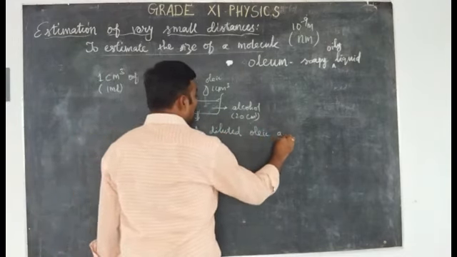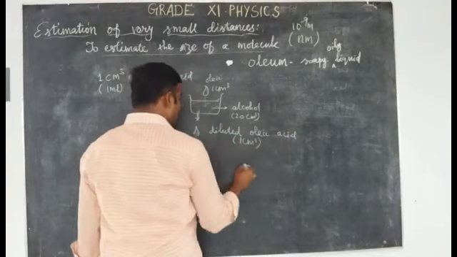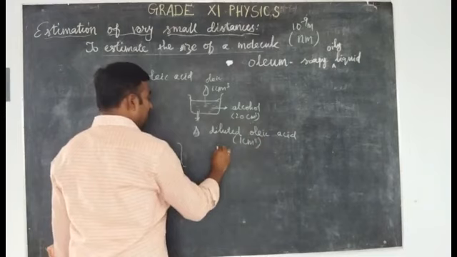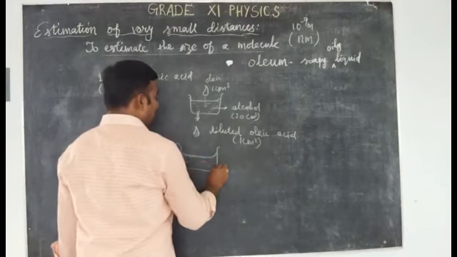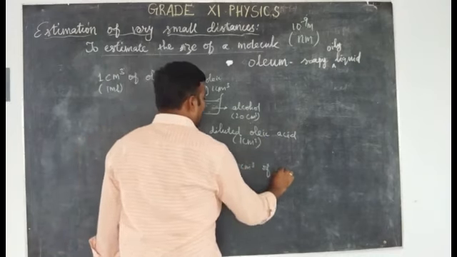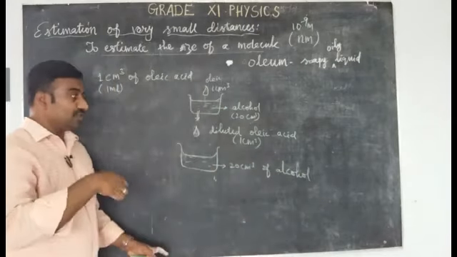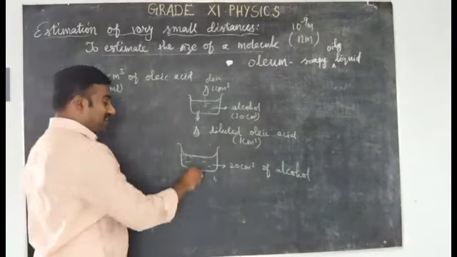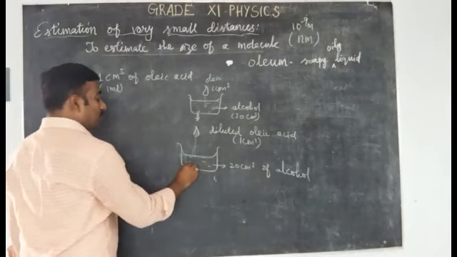You take the diluted oleic acid, the same quantity, 1 centimeter cube. Once again, in another vessel containing another 20 centimeter cube of alcohol, you dissolve it completely. So in the second dilution, now you take freshly 1 drop.